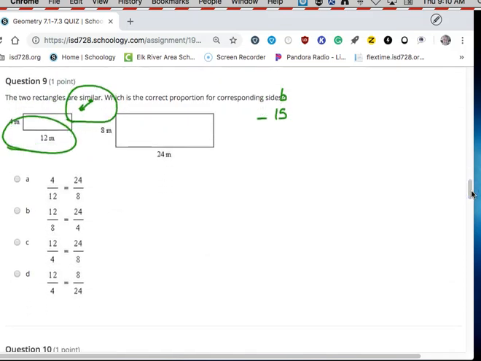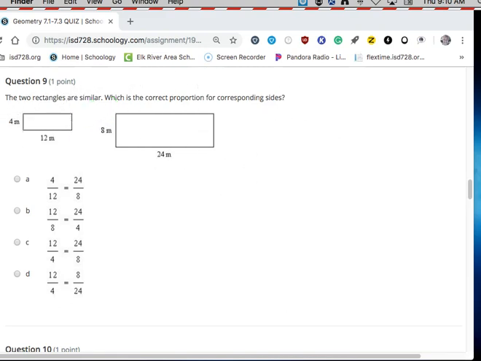In problem 9, they're talking about the relationship between these two rectangles. Two rectangles are similar. Which is the correct proportion for corresponding sides? Now, corresponding sides are 4 to 8 and 12 to 24. Remember, I can manipulate them around, but 4 and 8 need to be together, and 12 and 24 need to be together.